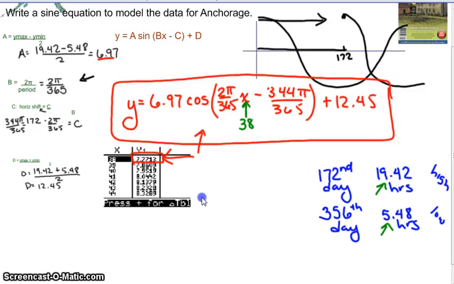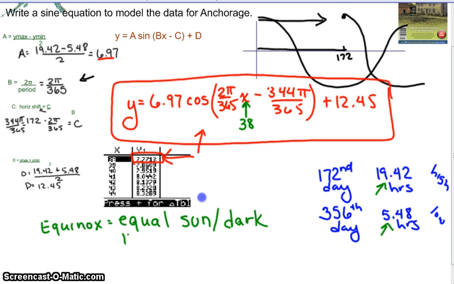If we talk real quickly about the equinox, what do you know about the equinox? Whether it is the fall or spring equinox, the equinox is the day of the year where we have equal sun and dark time. Well, that would mean 12 hours of sun and 12 hours of darkness. So how could I use this table feature to figure that out?